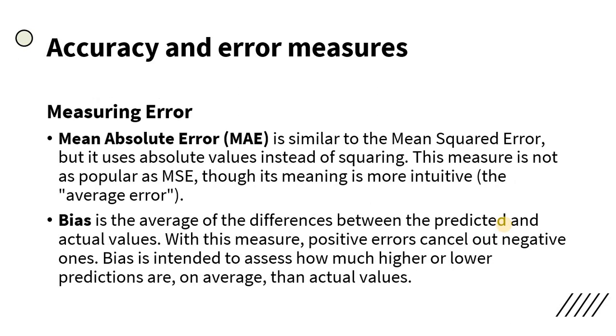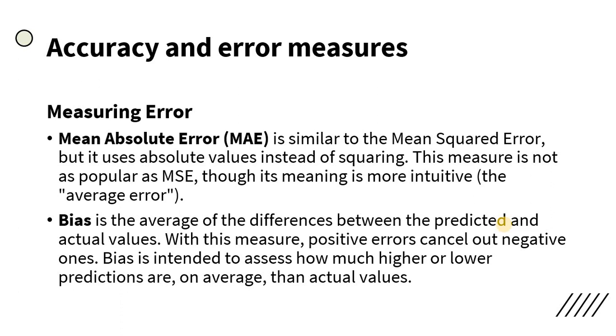Next error is mean absolute error. Mean absolute error is similar to mean square error, but here we are not squaring; we are using the absolute value instead of squaring. This measure is not as popular as MSE, though its meaning is more intuitive. So it is not mostly used; for errors we mostly use the mean square error.